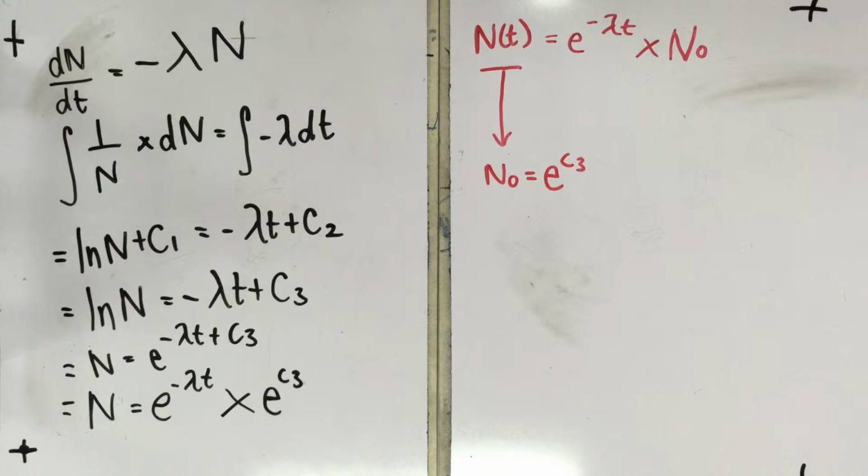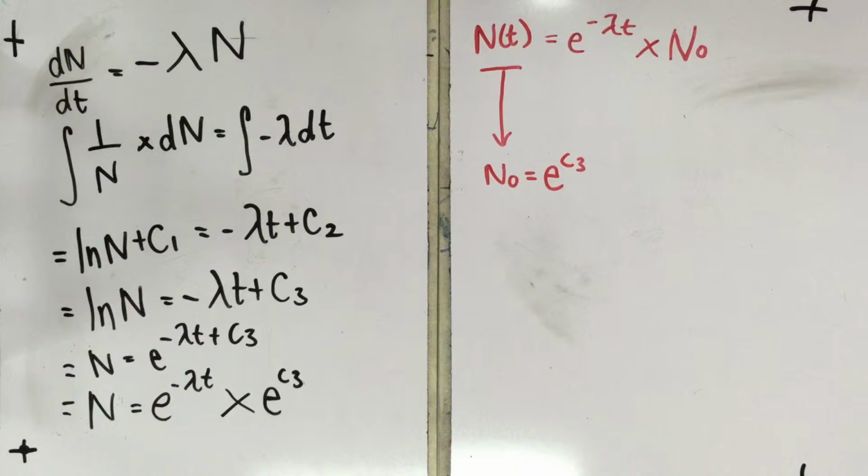So, you start with dN by dt equals negative lambda N. So this can be rewritten as 1 over N dN equals negative lambda dt. By integrating both sides, you can move on to ln N plus some constant equals negative lambda t plus some other constant. Of course, you can group these constants together to make some other unknown constant, which we'll label C3. So ln N equals negative lambda t plus C3. So far, so good.